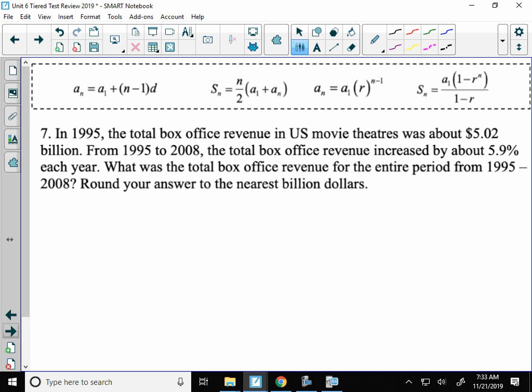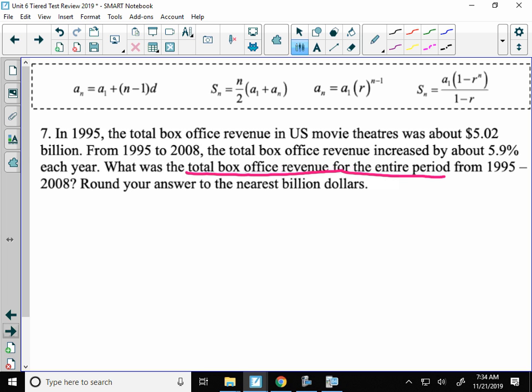All right, number 7. In 1995, the total box office revenue in U.S. movie theaters was about $5.02 billion. From 1995 to 2008, the total box office revenue increased by about 5.9% each year. What's the total box office revenue for the entire period? So that is going to be a sum, one of our estimates. Round your answer to the nearest $1 billion.